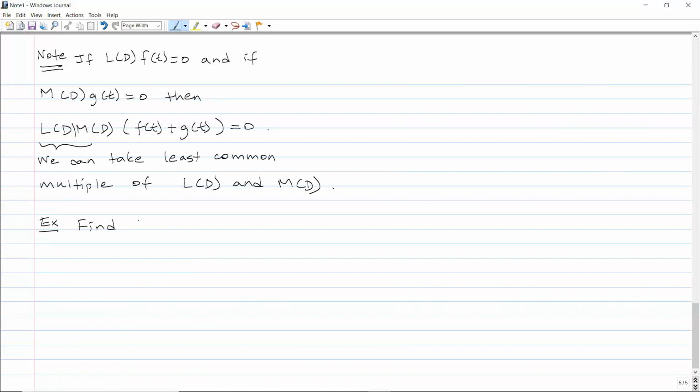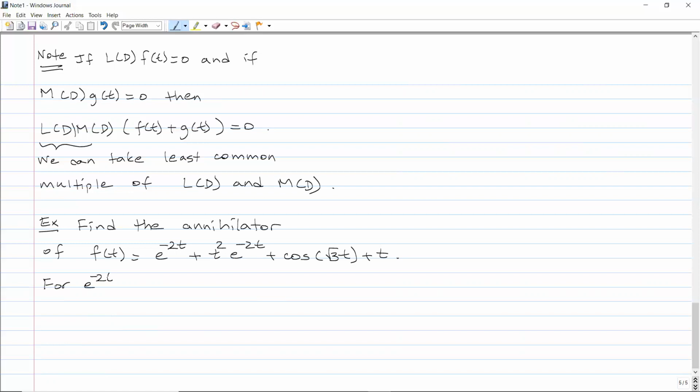Find the annihilator of the function e to the minus 2t plus t squared e to the minus 2t plus cosine of square root of 3t plus t. Okay, annihilator of, for e to the minus 2t, we consider the linear homogeneous equation whose root is minus 2. So the operator is D plus 2.